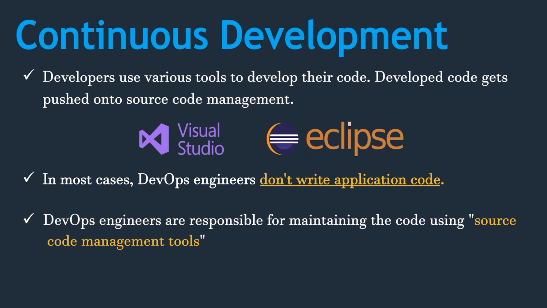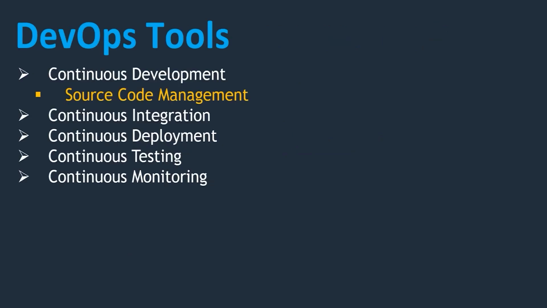In most cases, DevOps engineers don't write application code, because writing application code is not the DevOps engineer's role. DevOps engineers are responsible for maintaining code using a source code management tool. So we are not writing code, we are maintaining the code. To maintain code, we need to use source code management tools. I have shown you that, right? So under continuous development, we don't develop the code, but source code management comes under the DevOps engineer role. This we are going to handle.